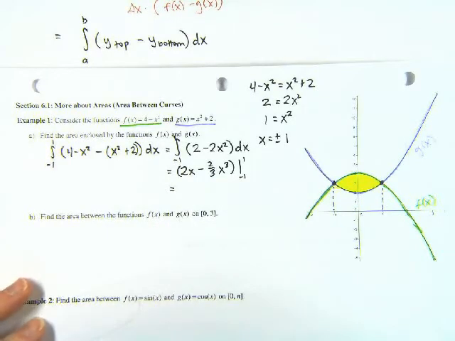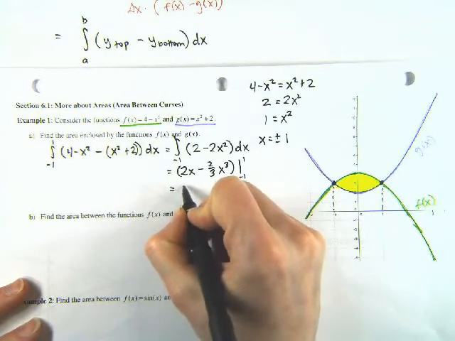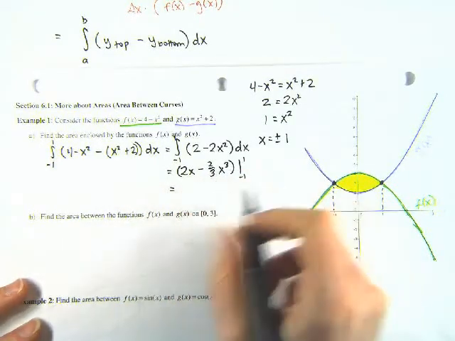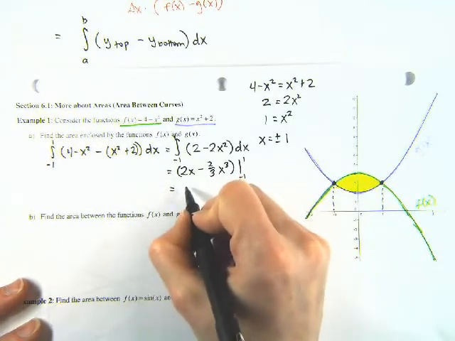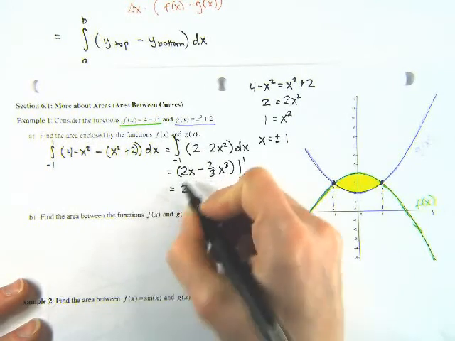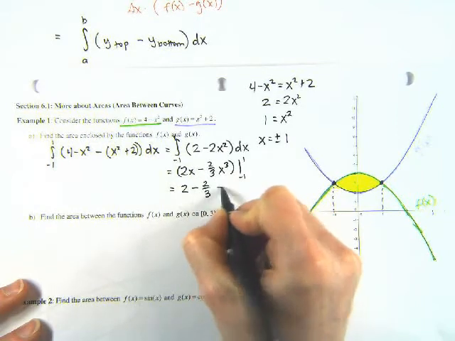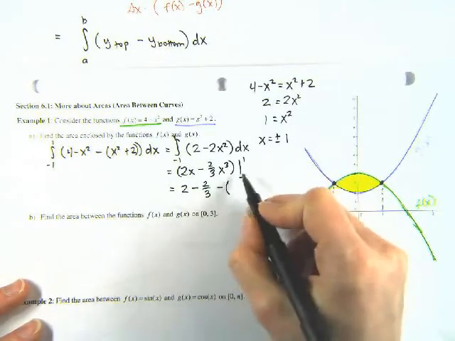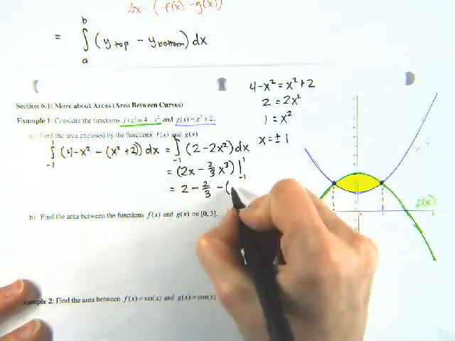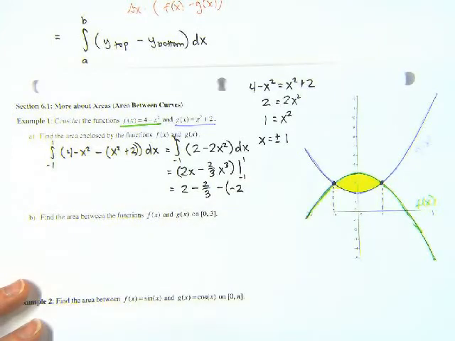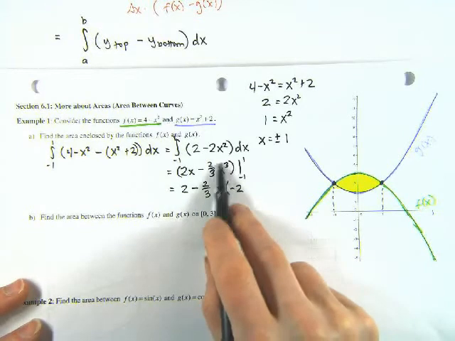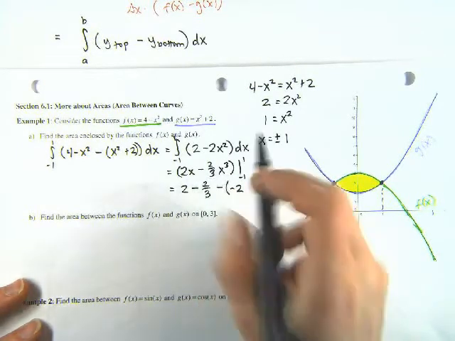You guys with me? Okay, let's plug the 1 in. I'm starting to run a little bit out of space, so I'm going to plug the 1 in mentally. It'd be 2 times 1, which is 2. 1 cubed is 1, so it'd be minus 2/3. Plugging in the -1, -1 times 2 is a -2. What's -1 cubed? -1. So this would be -1, making this plus 2/3.